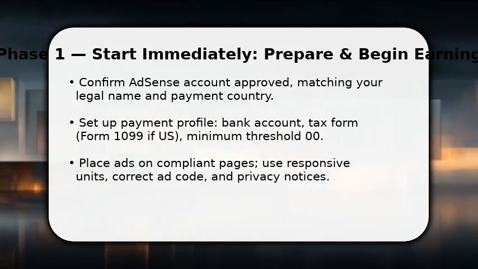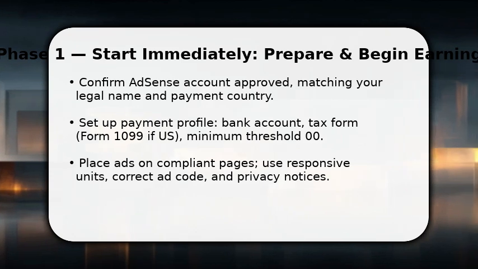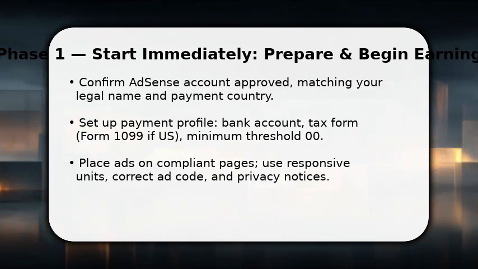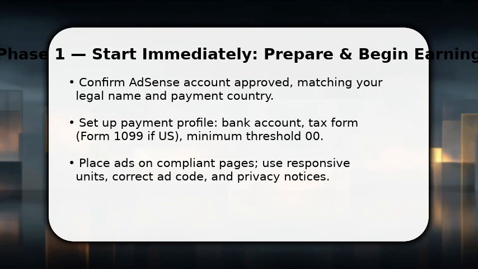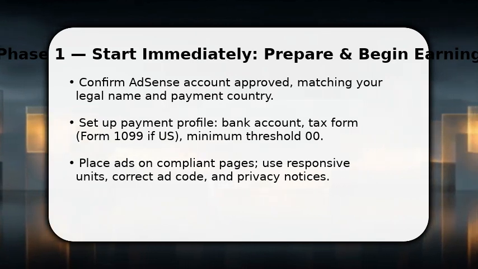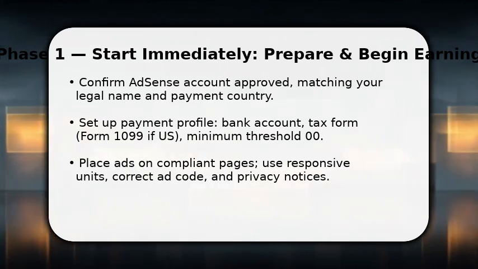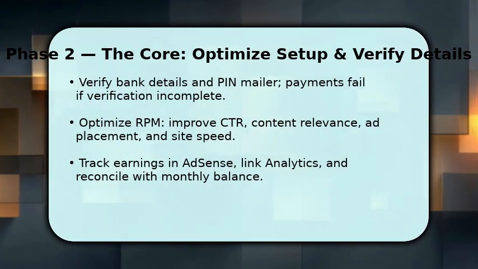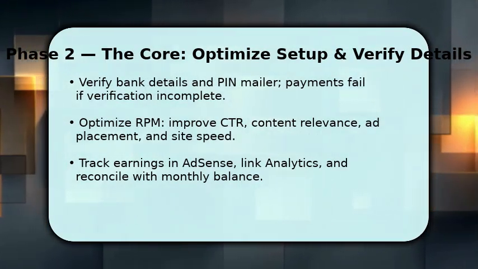Place ads immediately on compliant pages, using responsive ad units and correct ad code, and make sure you have a visible privacy notice. Once done, AdSense will start recording earnings toward payment. Now optimize and verify everything so payments flow reliably.